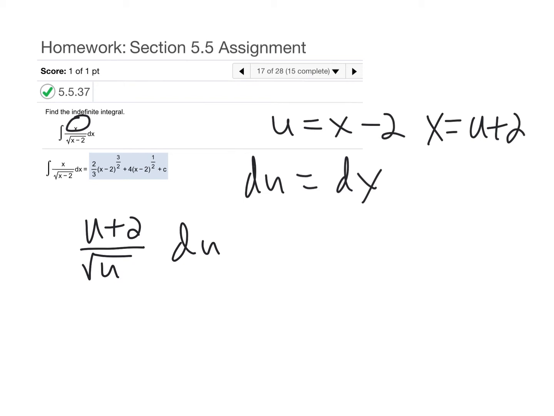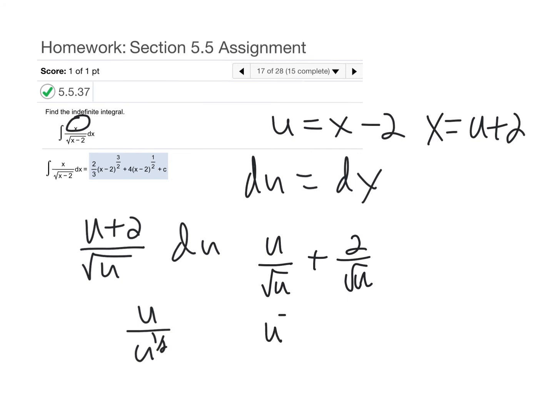And then, now here's the twist. Can't we break this fraction up into u divided by the square root of u, plus 2 over the square root of u? They have the same denominator, right? And then if we think about this as u over u to the 1/2, well, those are the same base. We can subtract the exponents. So this just becomes u to the 1/2 plus 2u to the negative 1/2, right? Because we bring the exponent up.